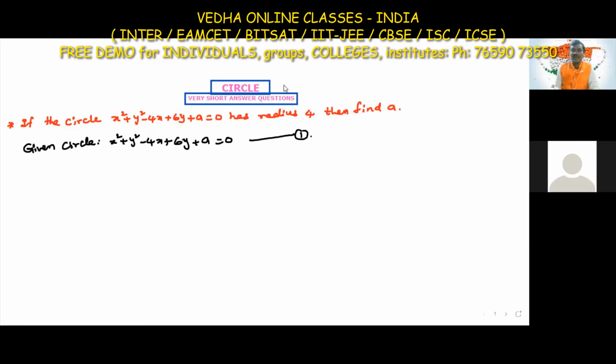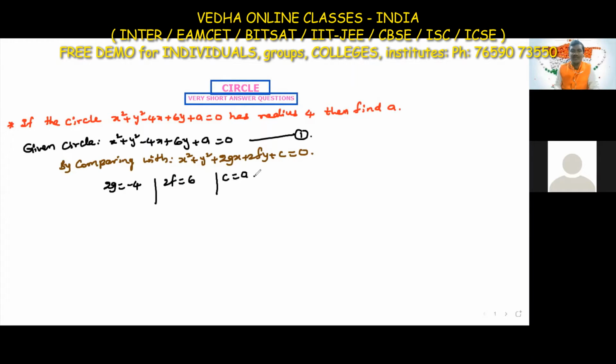Now, by comparing with the general equation of the circle, that is x square plus y square plus 2gx plus 2fy plus c equal to 0. When we compare, what is 2g? The x coefficient 2g is equal to minus 4, the y coefficient 2f is equal to 6, and the constant c is equal to a.